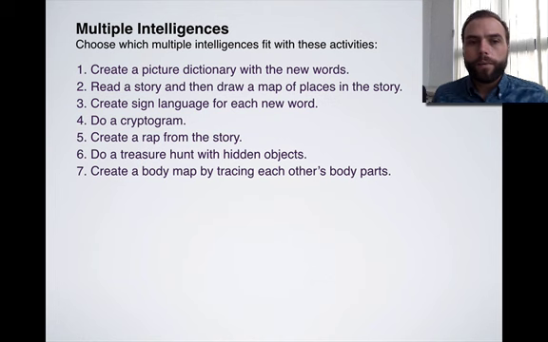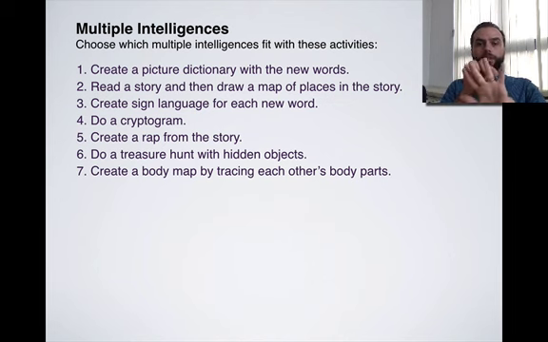Okay, the next example is to create a body map by tracing each other's body parts. So students work together to draw a map of each other's body, to trace the parts of their body. What are the multiple intelligences? Well, it's a group activity, so I think it's interpersonal, and it's also using our body, so it is body smart as well, kinesthetic.